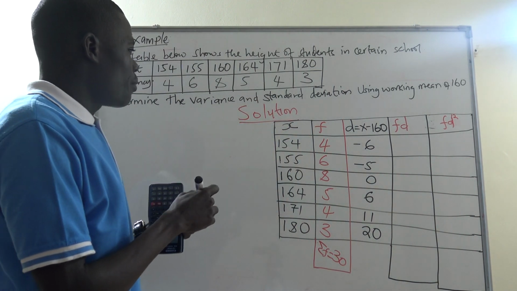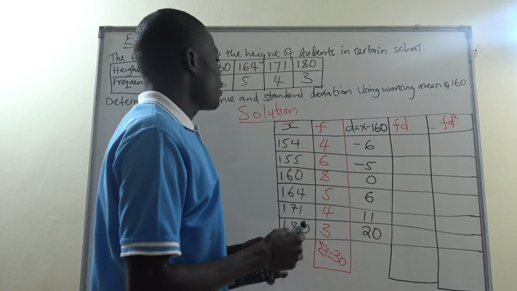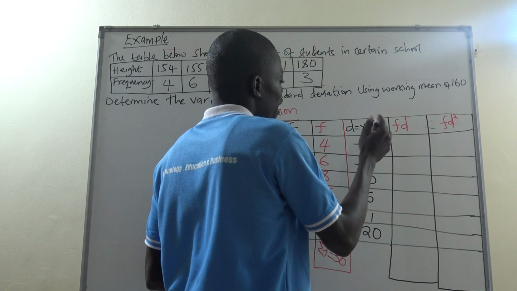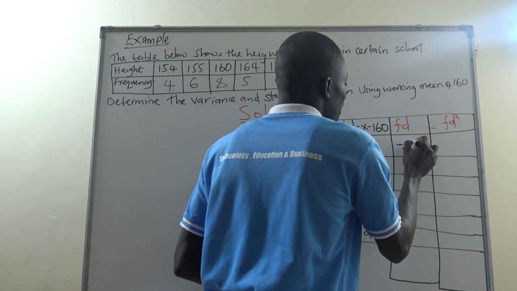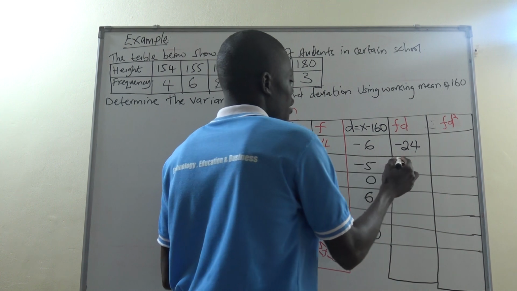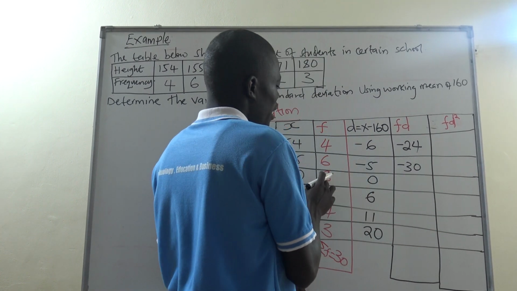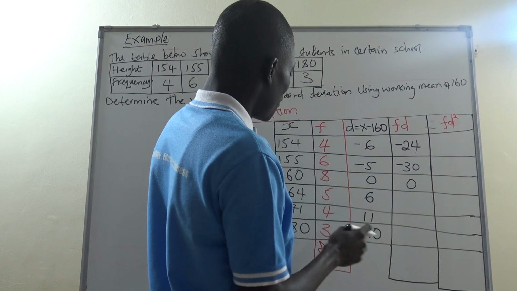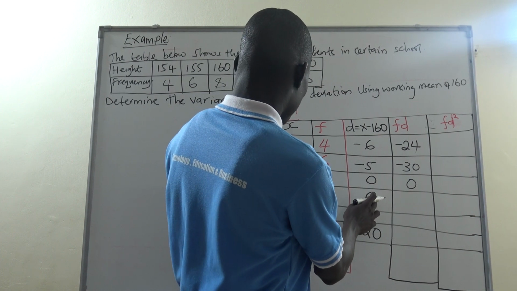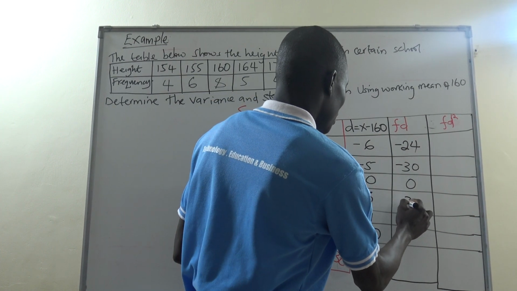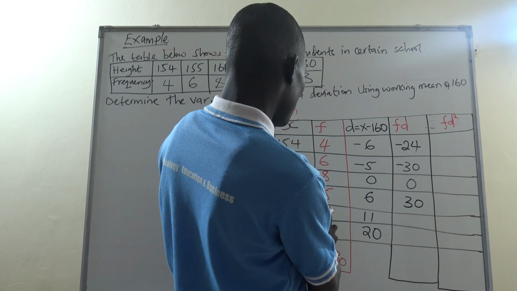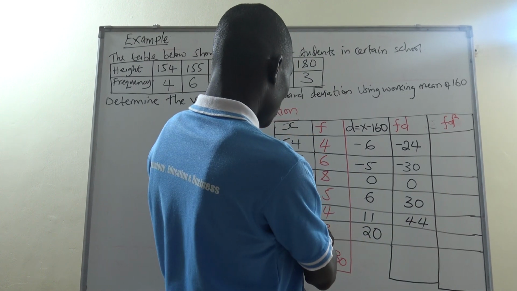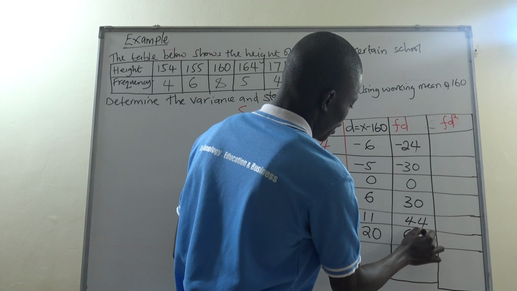So we start multiplying. For FD, we shall multiply 4 times the negative 6, we shall get negative 24. Then 6 times negative 5, we get negative 30. 8 times 0, we shall get 0. Then 5 times 6, we shall get 30. And then 4 times 11, we shall get 44. Then 3 times 20, we shall get 60.